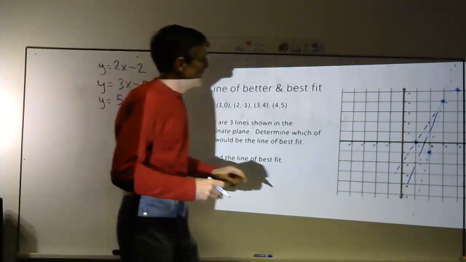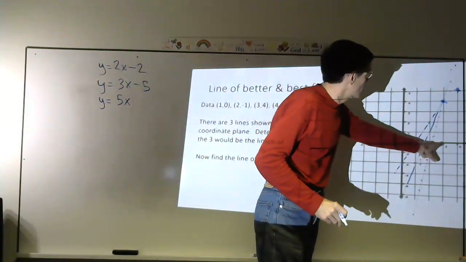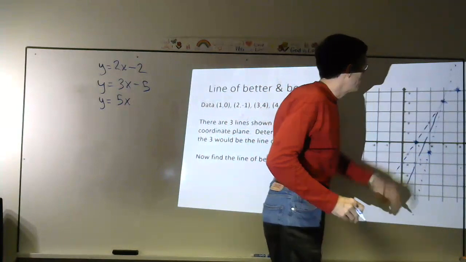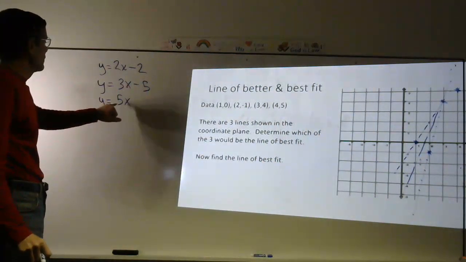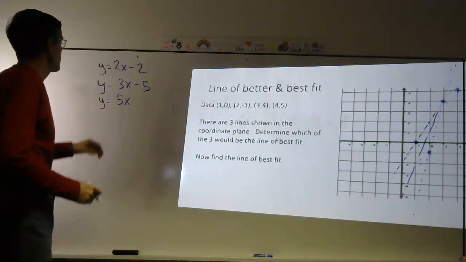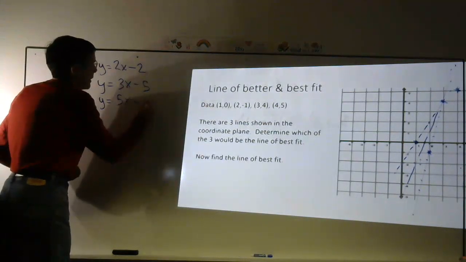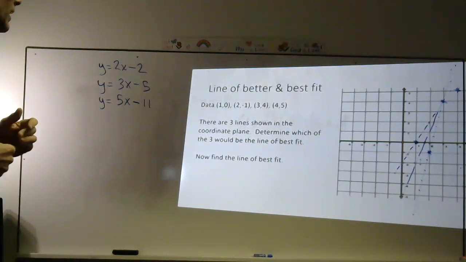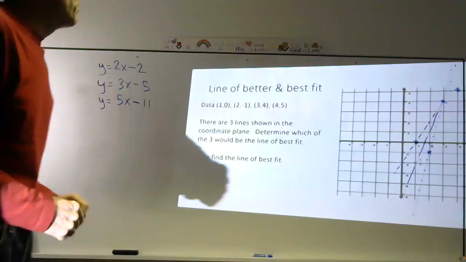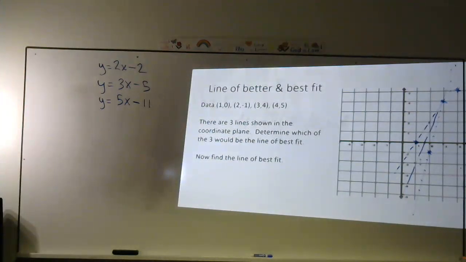And let's put a point in. The point here is, how about 3, 4? So if I put 3 here and 4 here, 15 subtract off of 4 is a -11. All right, so there I have 3 lines, and I want to determine out of those 3 lines, which would be the better of the 3 lines, okay?